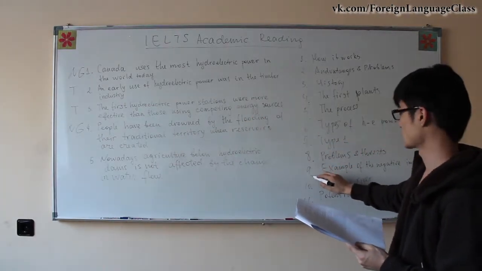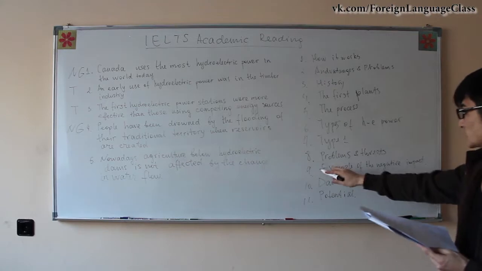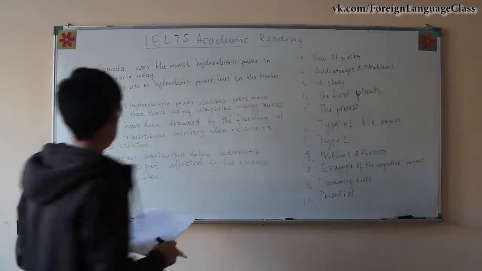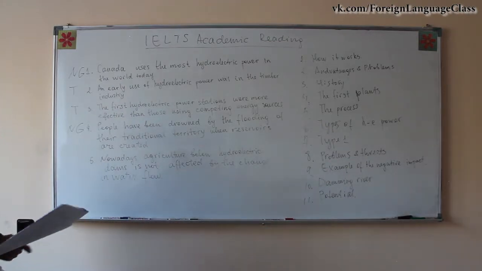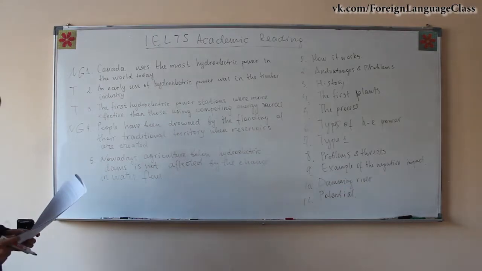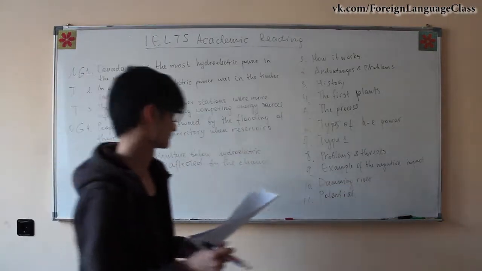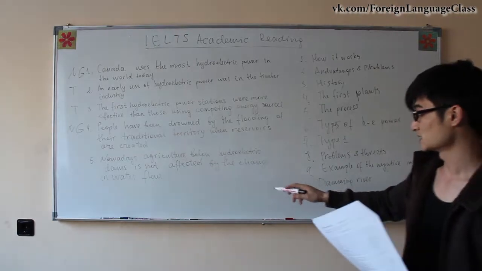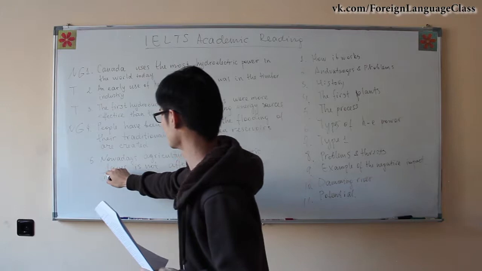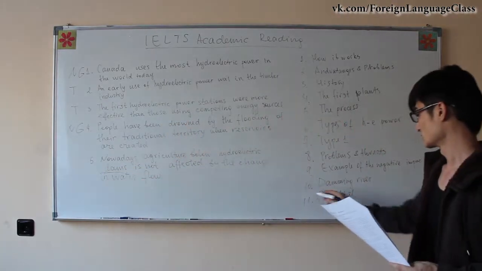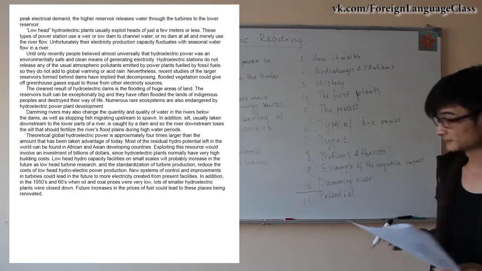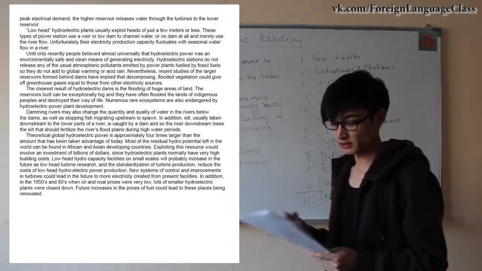Actually, we found the information in paragraph number 9, an example of the negative impact. Okay, and the last question. Nowadays, agriculture below hydroelectric dams is not affected by the change in water flow. Since it includes dams, we probably will find this information in paragraph 10. Let's try. Okay, let's read the paragraph.